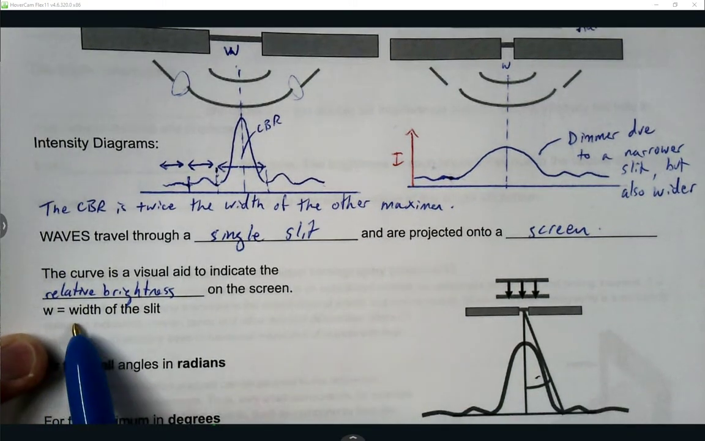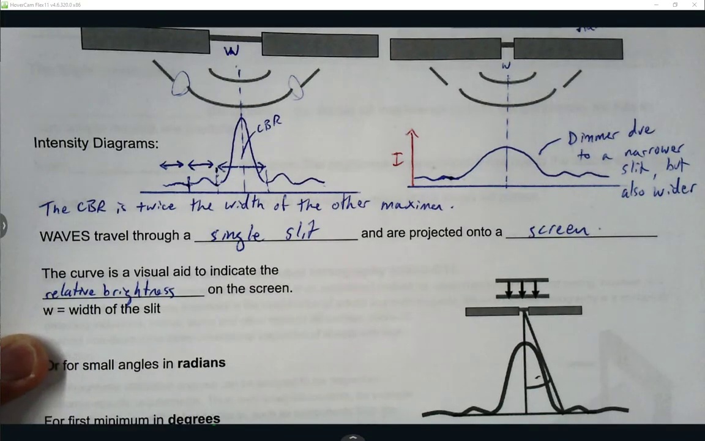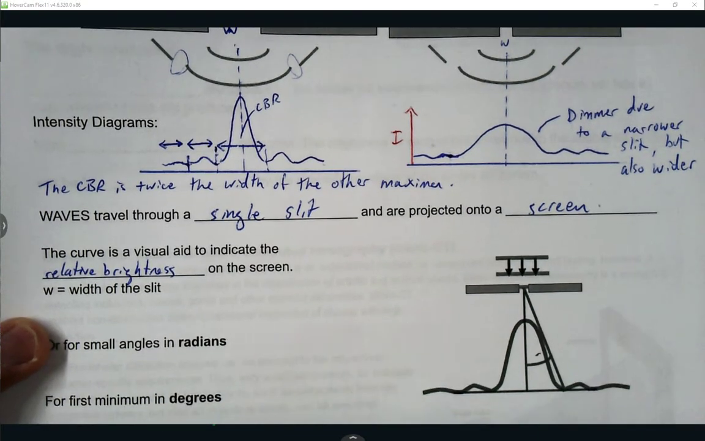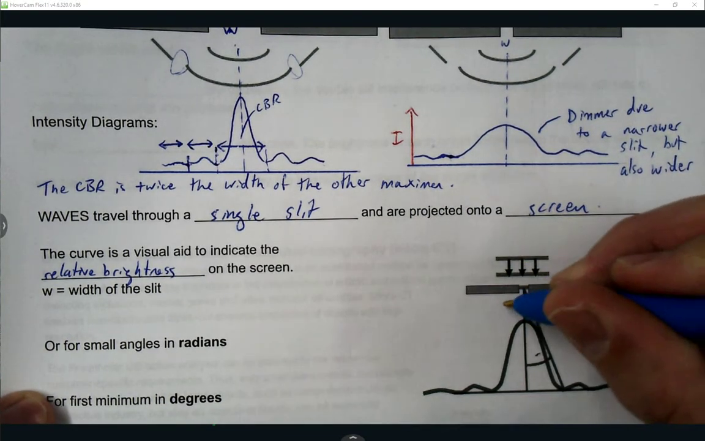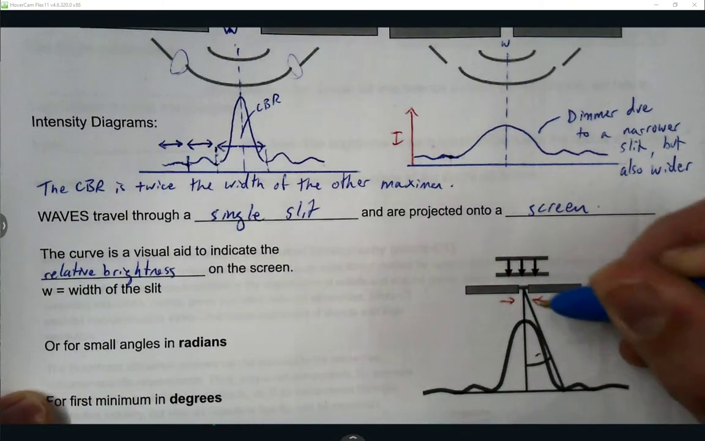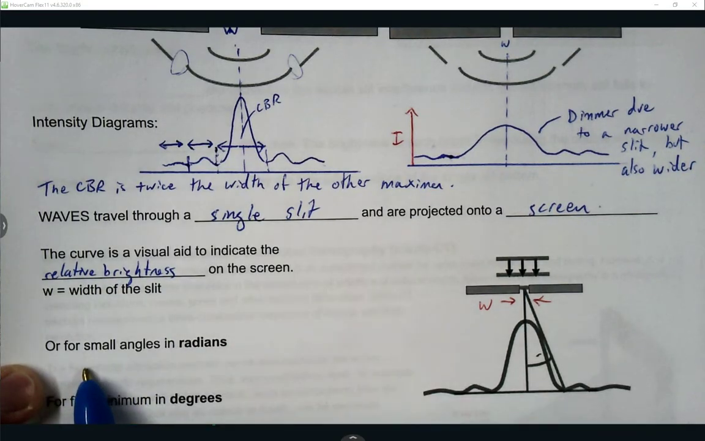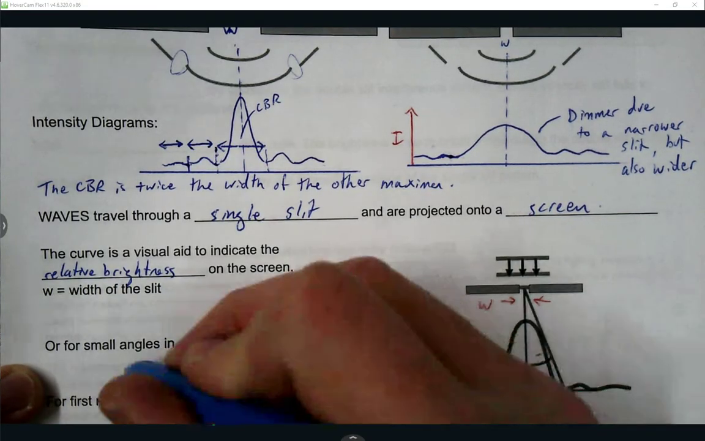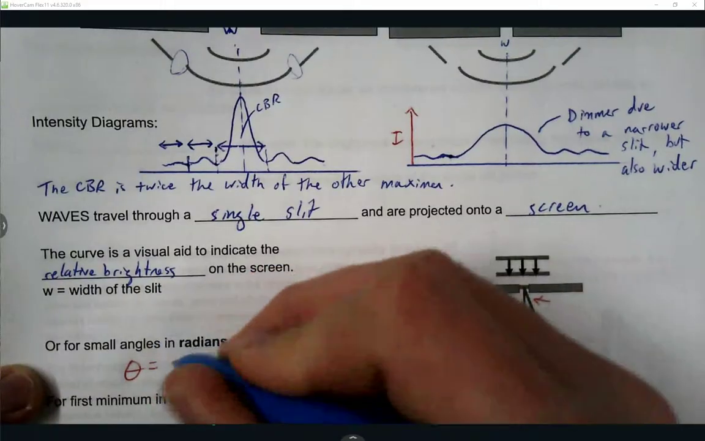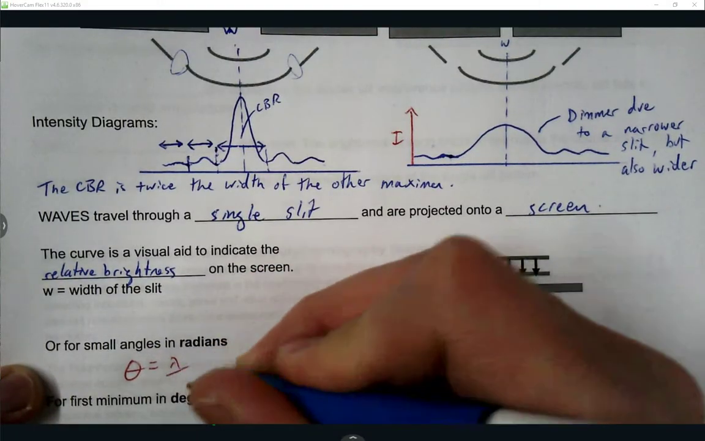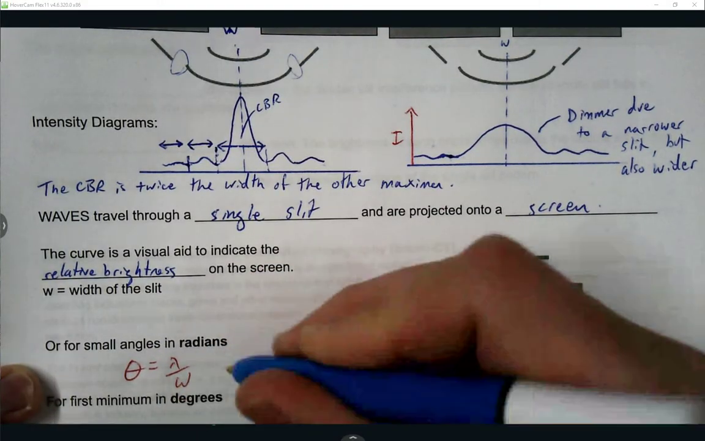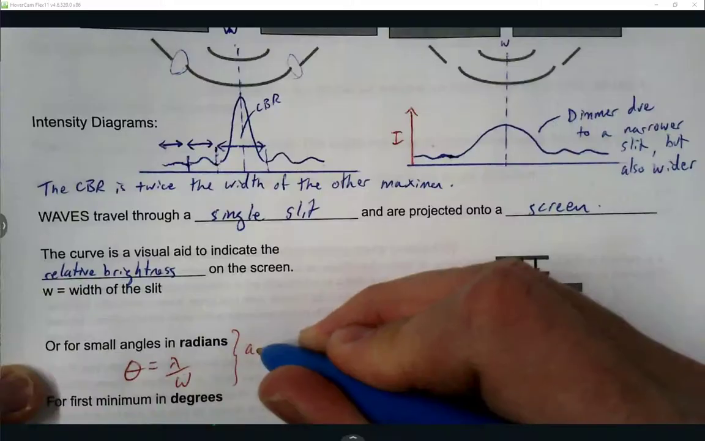And this W is the width of the slit, as I've said before out loud. And so here we could go back and label the width of the slit as W. And for small angle radians, theta is equal to lambda over W. But for our purposes, we're going to avoid this, okay?